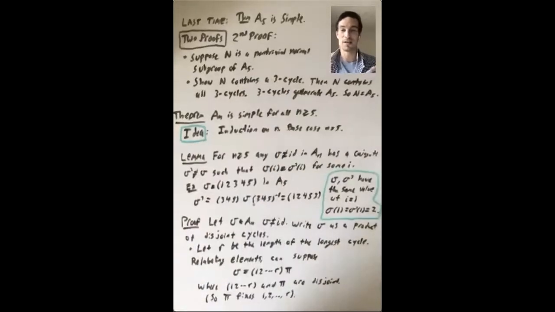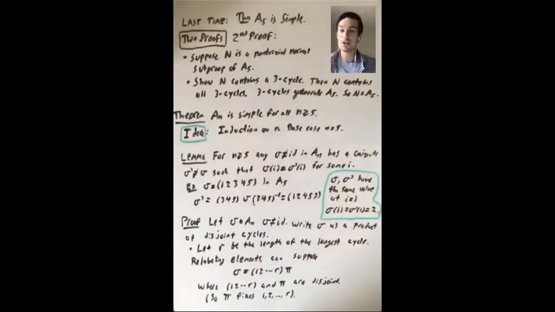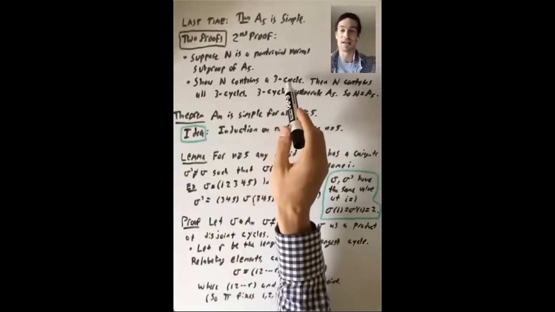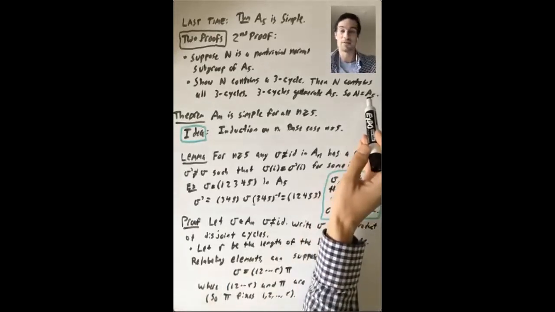The second proof is going to be the one more relevant to what we do in this lecture. How did that go? We suppose that N is a non-trivial normal subgroup of A5. Then we showed that N contains a 3-cycle in A5. Since N is normal, it contains the entire conjugacy class of that 3-cycle, and all of the 3-cycles in A5 are conjugate to each other. So you contain all the 3-cycles. But we also showed that the 3-cycles generate A5. So once you contain all the 3-cycles, you contain all of A5. So N is equal to A5.